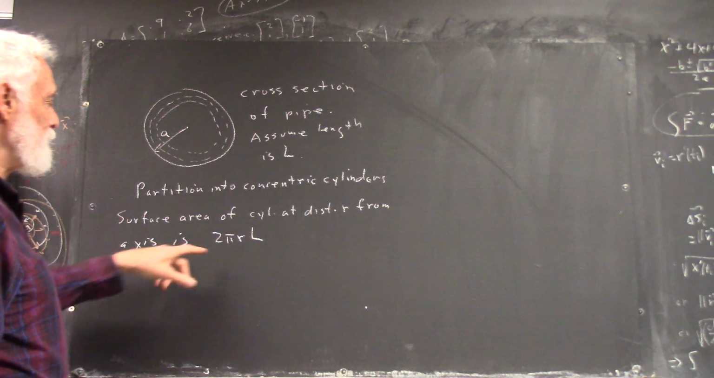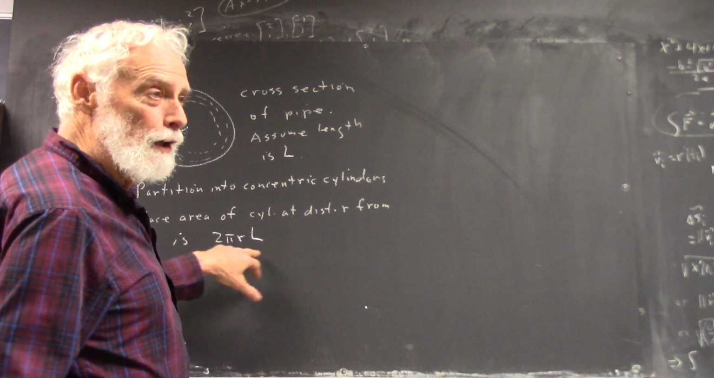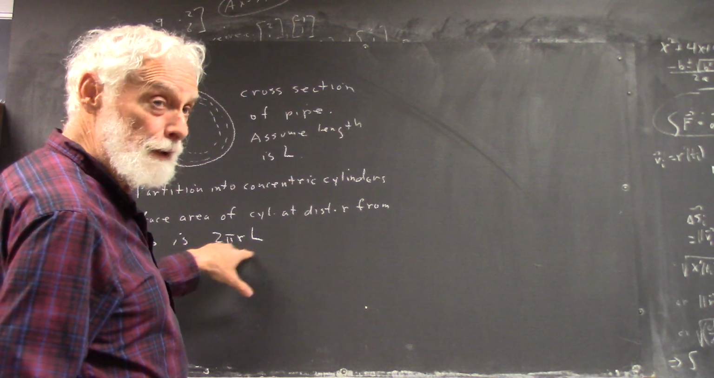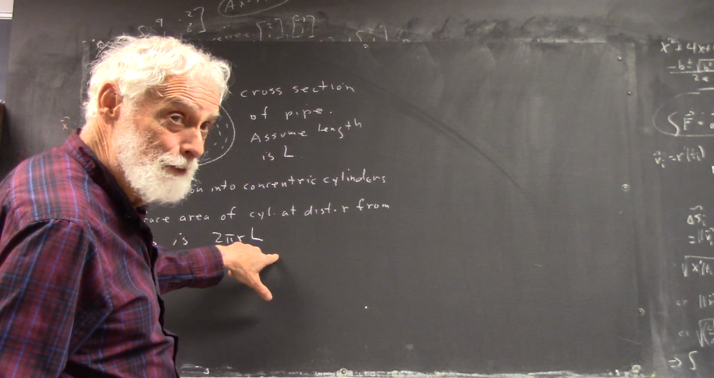So there's 2 pi RL. Okay, well, that's totally 2 pi RL, right? We understand that's the circumference you multiply by the length. Okay?